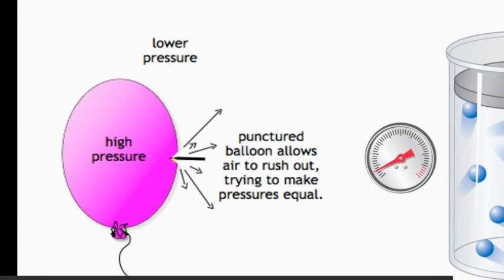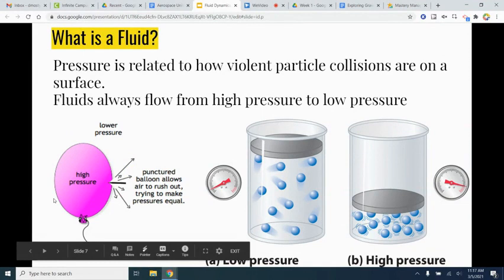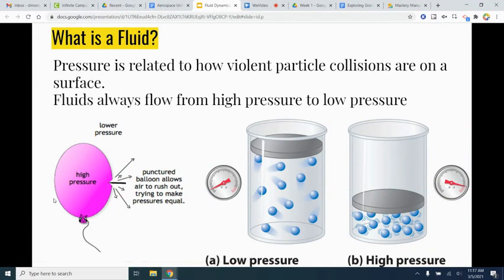And if you pop the balloon, air will actually try to escape out of the balloon to get to lower pressure. So it's just, the air molecules want to go to a point where there's not a ton of collisions. So that's why air comes out of a balloon. It goes from high to low pressure. There it is. It's just written down here. Fluids always flow from high to low pressure.